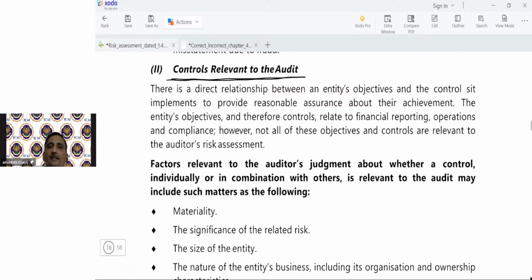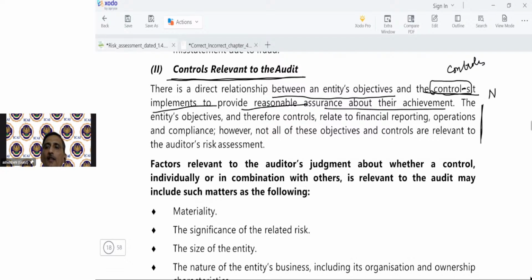There is a direct relationship between entities' objectives and controls it implements. It is controls, this word, not this. Controls it implements to provide reasonable assurance about their achievement. Okay, but not all controls are relevant. Not all controls are relevant.